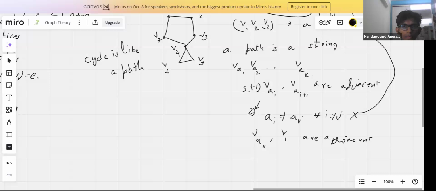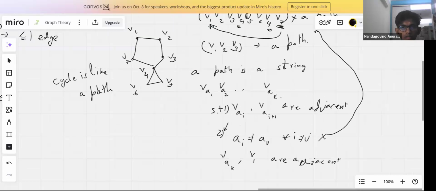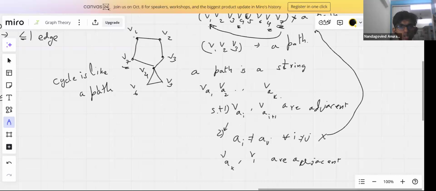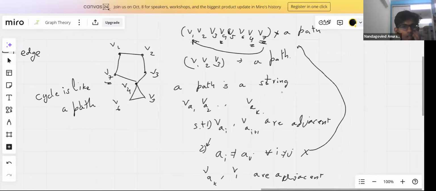So here a path will be V1, V2, V3, V4. But V1, V2, V3, V4 won't be a cycle because V1 and V4 are not adjacent. But V1, V2, V3, V4, V7 will be a cycle as well as a path. Make sense? You write the name of the last vertex in the cycle, V7. You don't repeat V1. That's really a nomenclature thing.